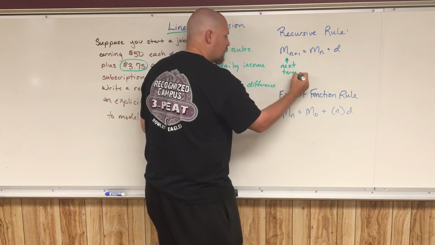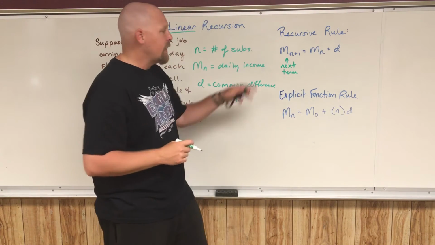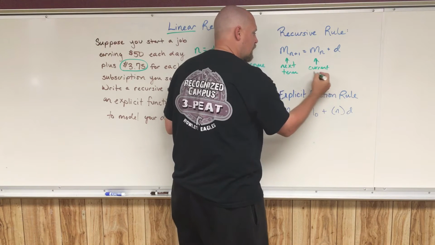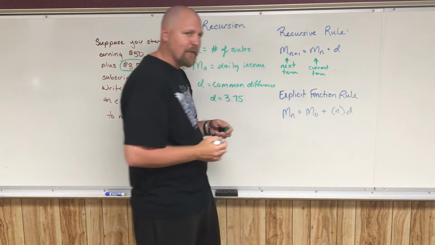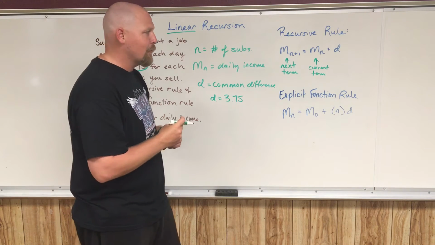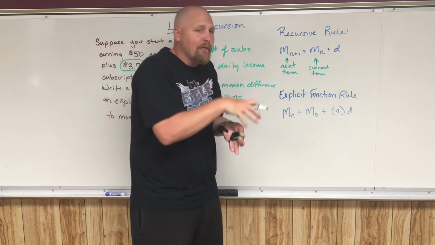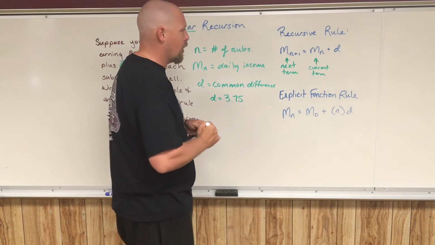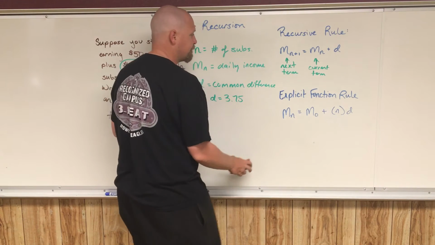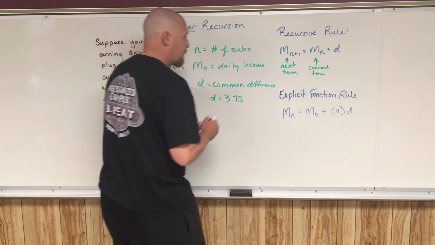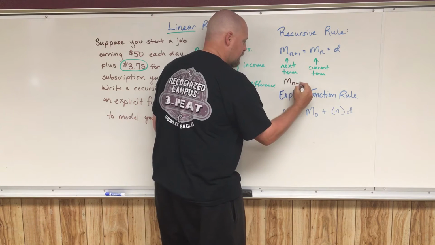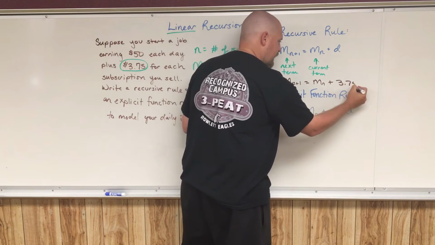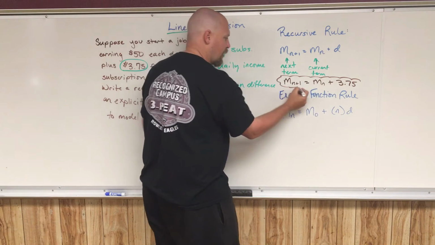The next term requires the current term plus the common difference. The next term, in order to get it, you must have whatever you're starting out right now plus your common difference. So our recursive rule for this scenario is going to be m sub n plus 1 equals m sub n plus our common difference of 3.75. This is the recursive rule.